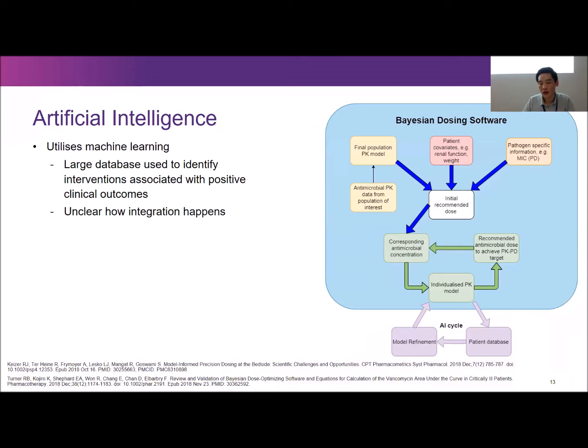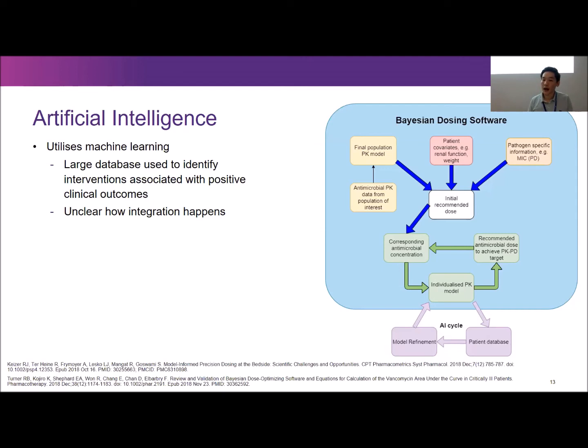Now, artificial intelligence programs utilize something called machine learning. And what machine learning is essentially, is a really large database that has a whole heap of retrospective data that the software uses to identify previous interventions that were associated with positive clinical outcomes. When you are faced with a new patient, what the program does is it recommends the interventions that were associated with positive outcomes, and it actually tracks the outcomes in your particular patient.